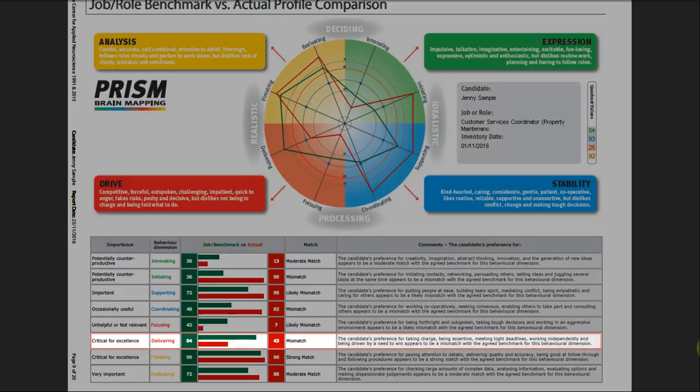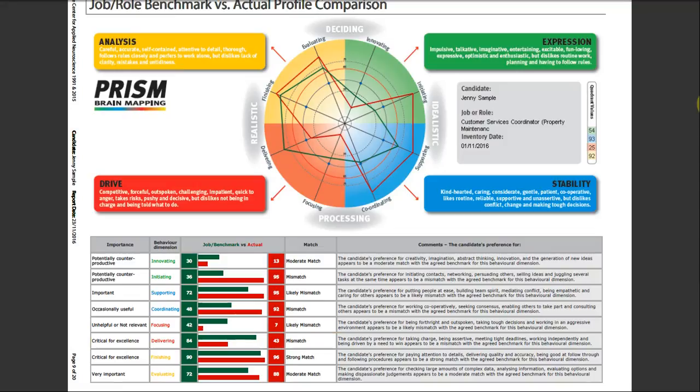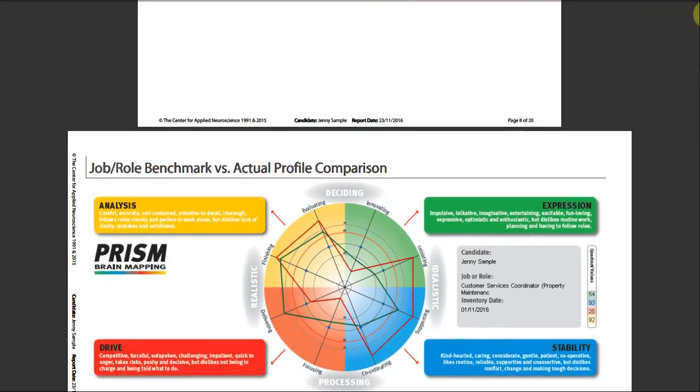Delivering. A preference for taking charge, being assertive, meeting tight deadlines, working independently and being driven by a need to win. The role requires 84 and is critical for excellence. The candidate has a much lower score of 43 and this is therefore a mismatch. The candidate would find it very challenging indeed to adapt from 43 to 84. We'll now move on to the gold quadrant and go back to section 2.